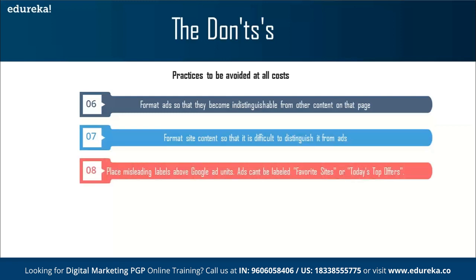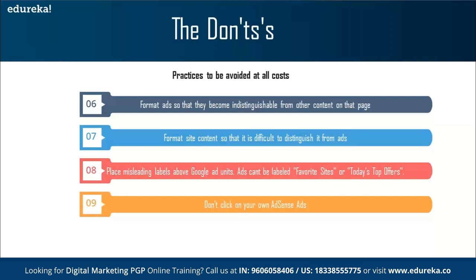Never try to place misleading labels above Google ad units. Ad units can only say that they are sponsored ads or paid ads. Ad units cannot be labeled as favorite sites or today's top offers or something like that. Don't ever click on your own Google AdSense. If you go to an AdSense forum, you will see a lot of site owners complaining that they are banned from Google AdSense, and one of the major reasons is that they do not get any revenue. They get frustrated, they click their own ads, and you're gone.